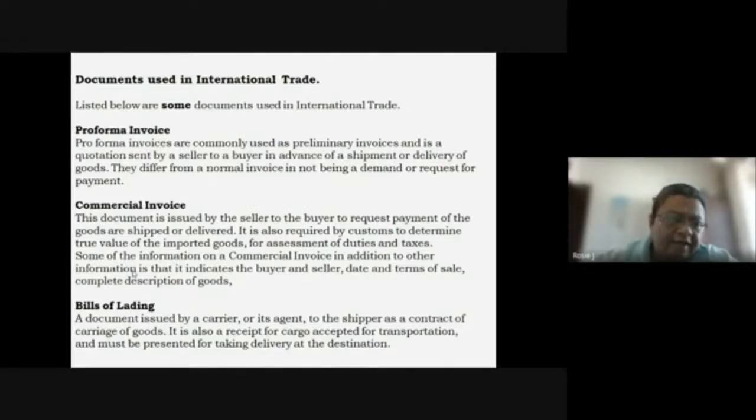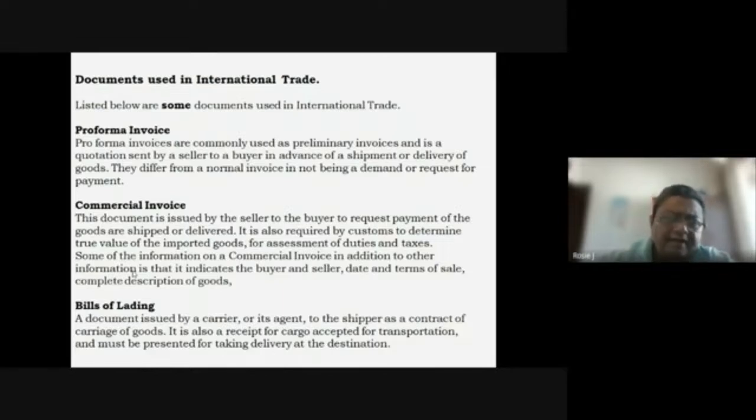So, bill of lading is very popularly known as a title document. That is what entitles a person to the right to claim the goods. So, bill of lading is a title document.